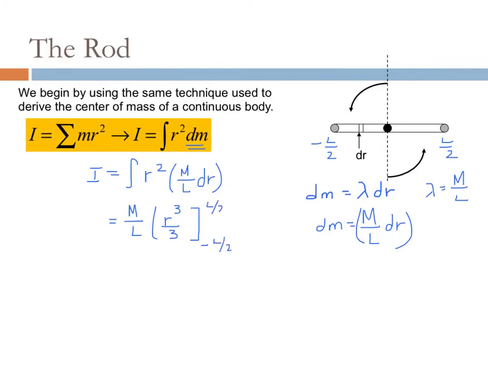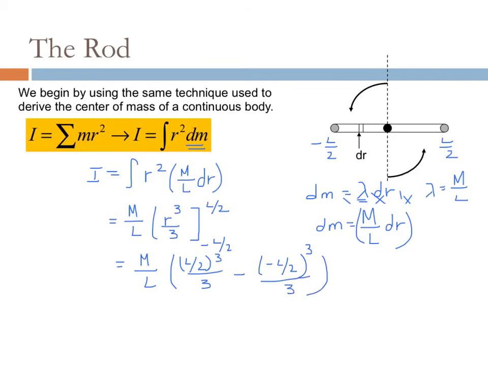to L divided by 2. So make sure that we evaluate final minus initial, minus negative L divided by 2. Here you do need to be careful with these negatives because it's being cubed. That negative is actually going to affect our values.